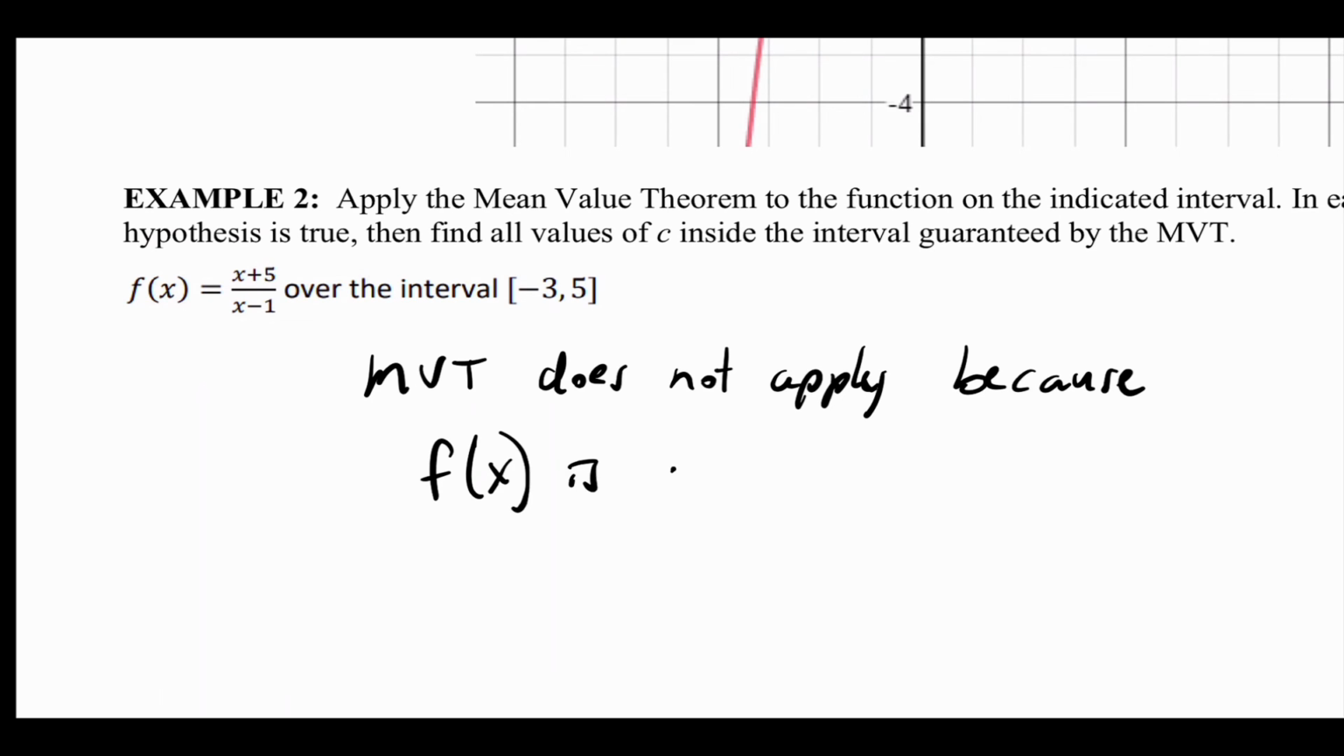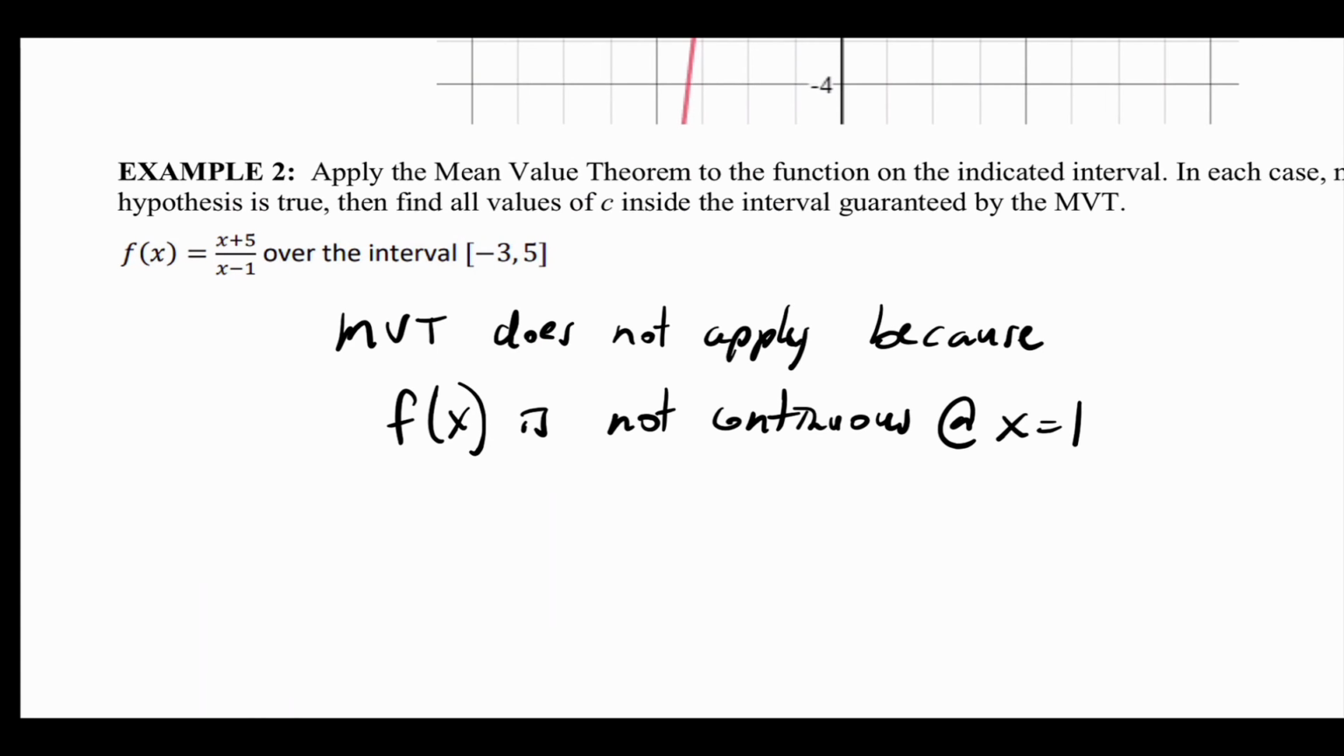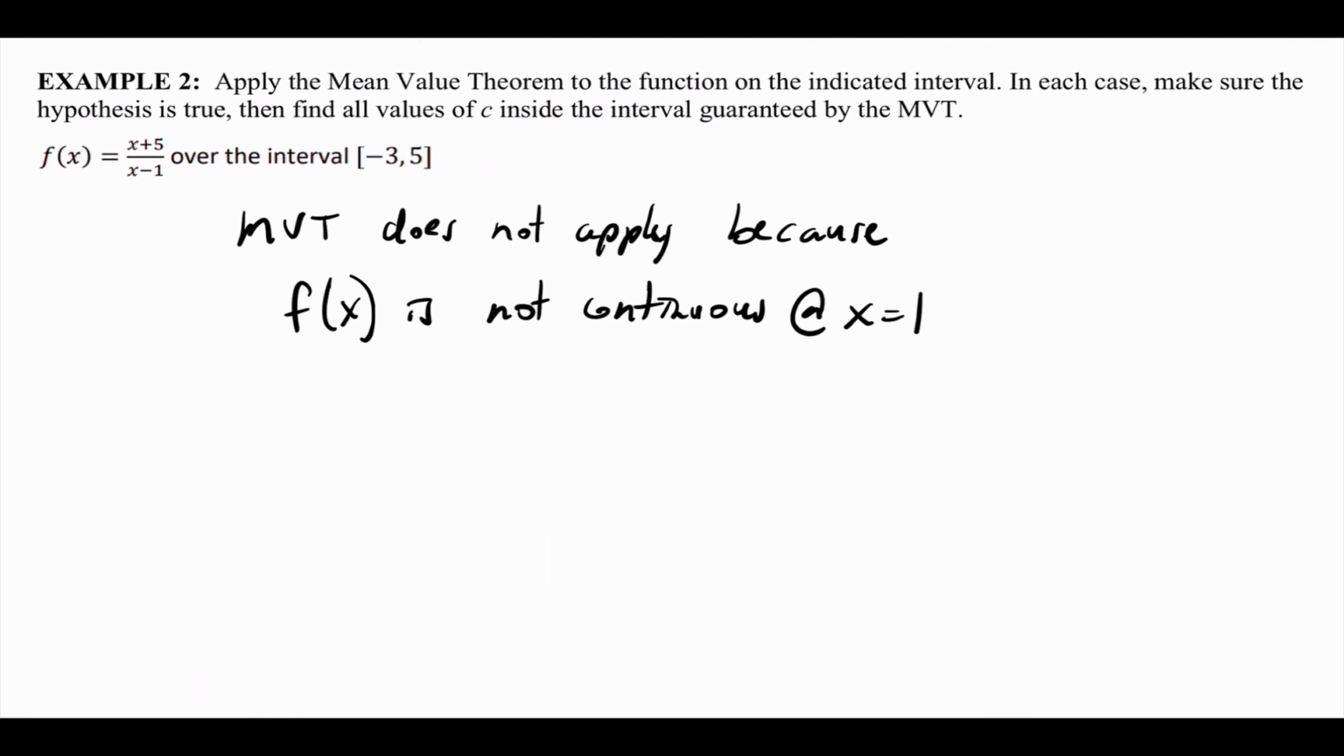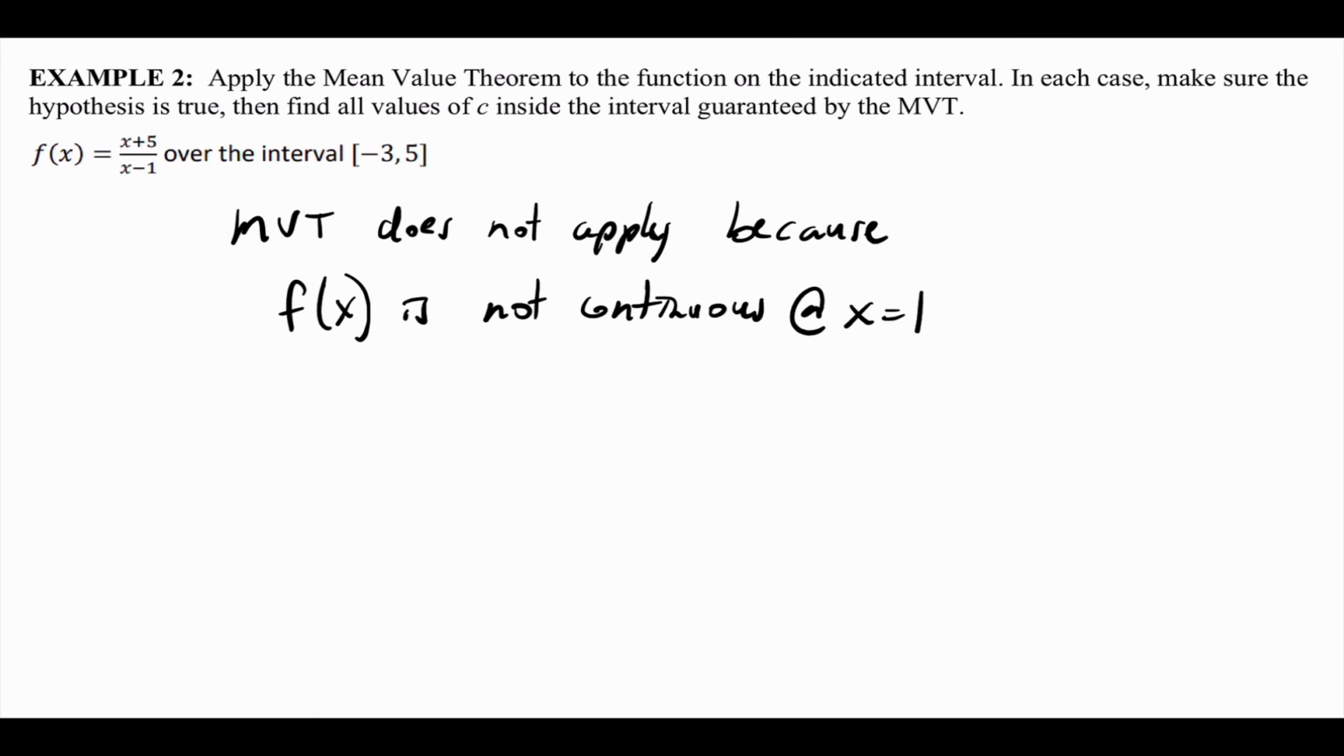Because f of x is not continuous at x equals 1, we can't do it. And this is the thing. If I would have let you guys work, you would have gotten an answer. You would have gotten an answer, and you're like, oh, I got an answer 5 minutes later. But it would have been all wrong because we can't even use the rule, because it didn't apply.